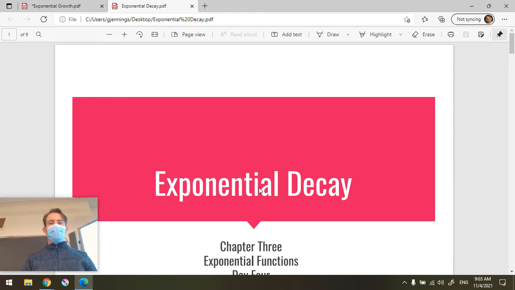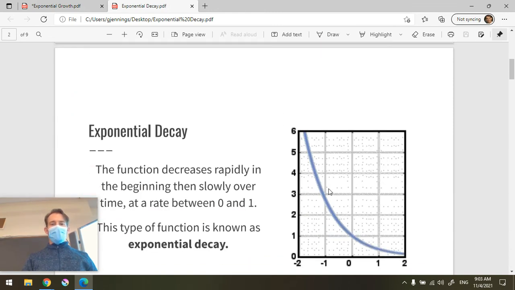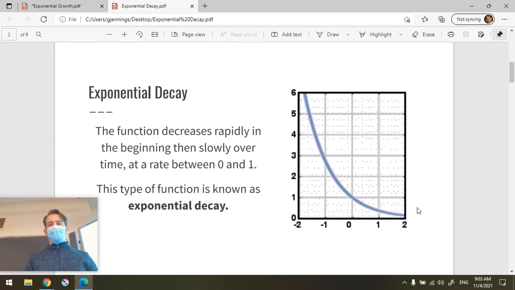Okay, now let's take a look at exponential decay. Exponential decay are situations that look like this. This is where something is shrinking at a constant multiplicative rate over time, and these are called exponential decay. These are decreasing rapidly in the beginning and then slowly over time. And the multiplicative rate is now between 0 and 1.